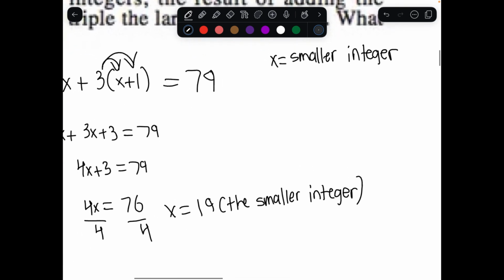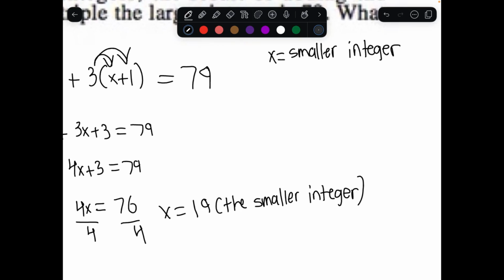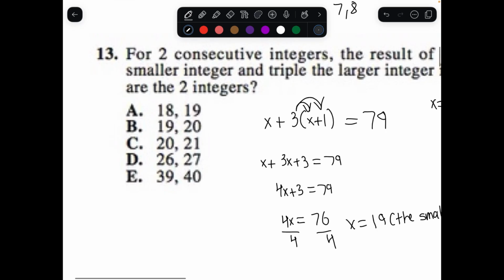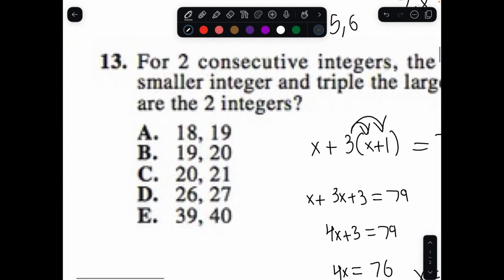So now, if x is the smaller integer, the integer consecutive to 19 is 20. So your answer should be 19, 20, which matches answer choice B.